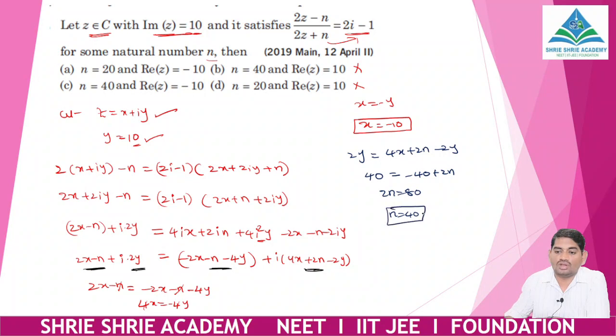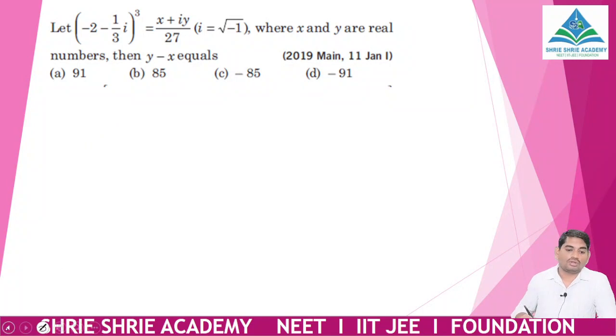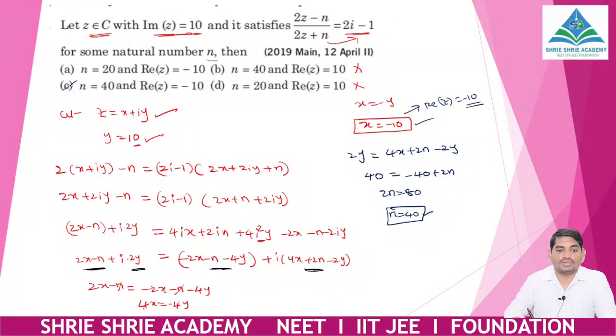So we got n value is 40 and x value is minus 10. So x means what here? Real part of z. Real part of z is equal to minus 10. So which option is correct? Third option is the correct answer. Hope this is very clear. Then let me discuss some more numericals.